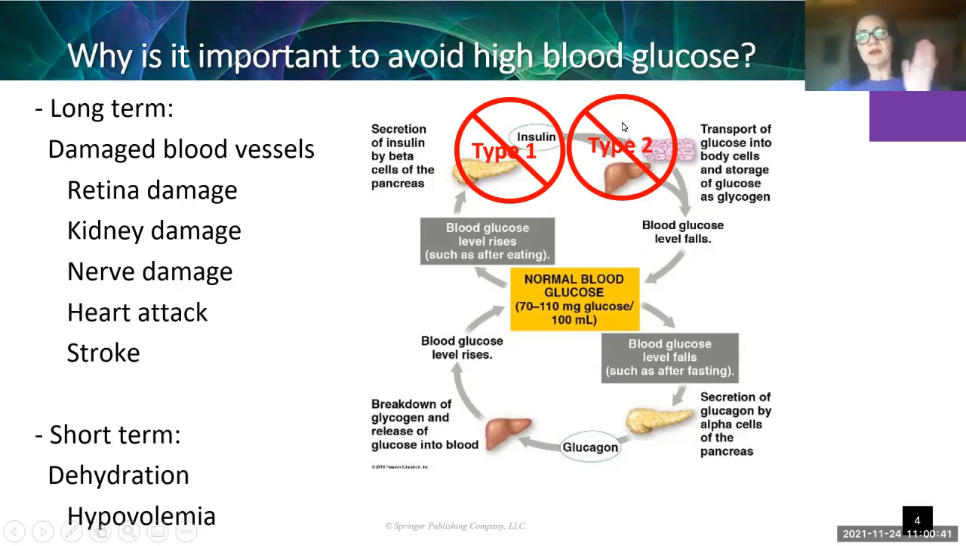And we're going to talk about each of these two conditions separately. And then at the end of all of these lectures, we'll talk about what the consequences are if a patient has uncontrolled type 1 or type 2 diabetes.